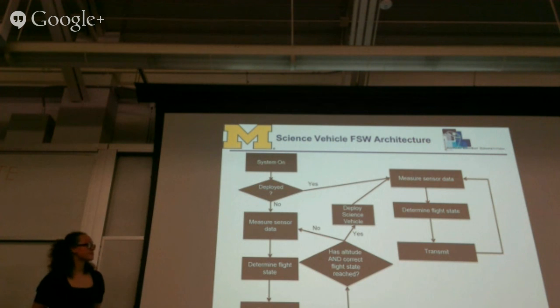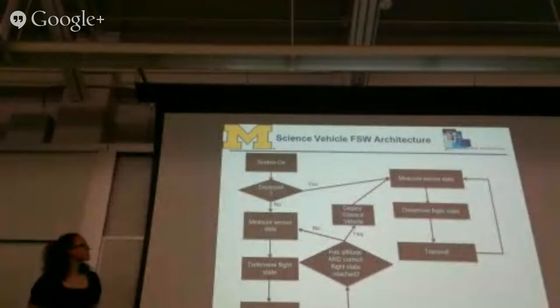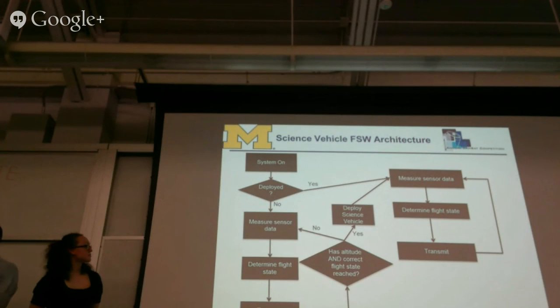So this is our main flight software architecture. It's mainly in 2 parts, pre-deployment and post-deployment loops. When the system first turns on, it will try to determine whether the science vehicle is deployed. It's part of our reset action plan, which we'll explain later. After determining whether it's deployed, we'll go into the respective loops.